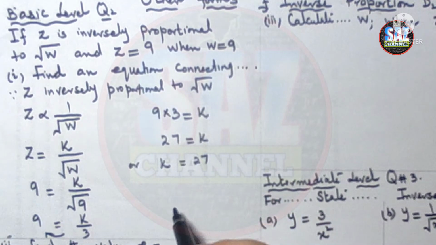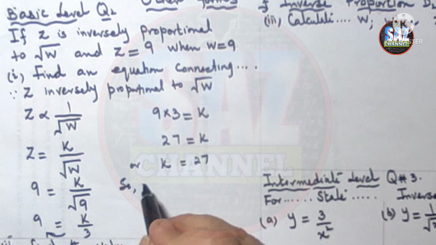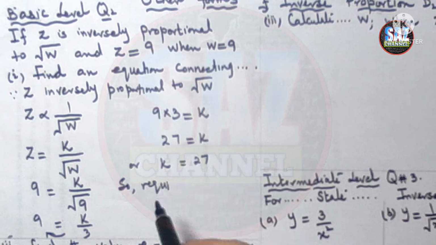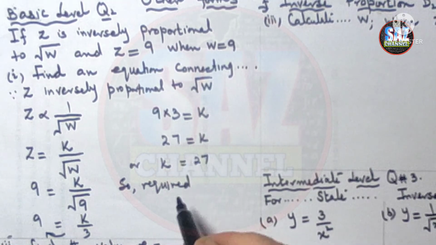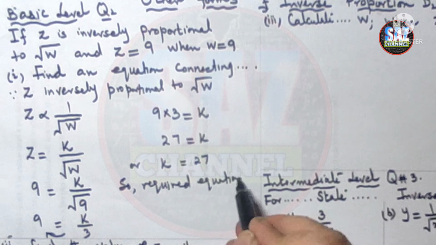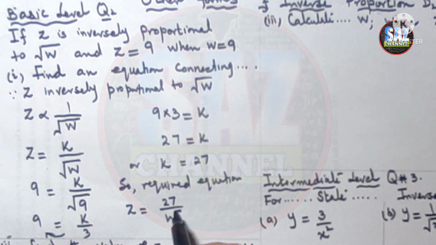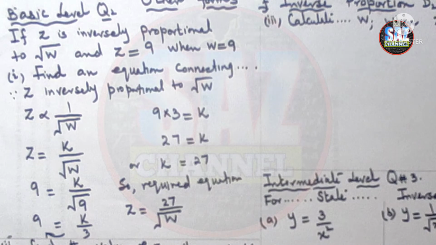The first requirement is that we have to write down the equation connecting them. So the required equation will be z equals k, which is 27, by square root w. Very easy questions. If we have good command on tables and square roots, we can easily solve this.